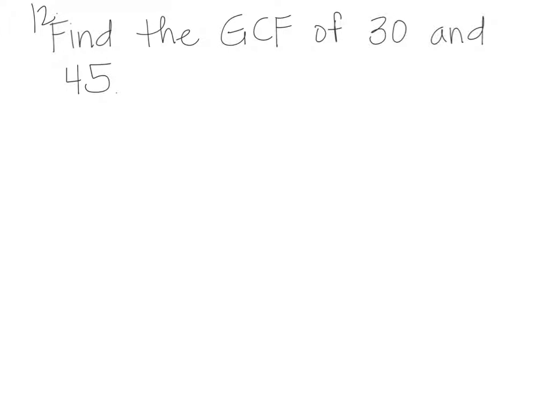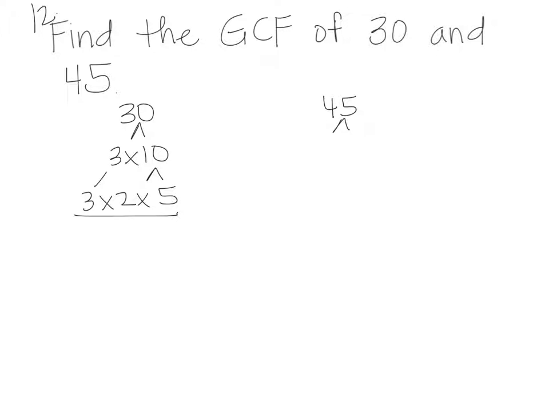All right, I'm also going to do number 12, which is to find the GCF of 30 and 45. So let's start out with 30. I'm going to say 3 times 10. Again, there's more than one way to create the factor tree, but we should end up with the same prime factors at the bottom of 3, 2, and 5. 45, 5 times 9 will work. 5 is prime, 9 is composite, so 3 times 3.